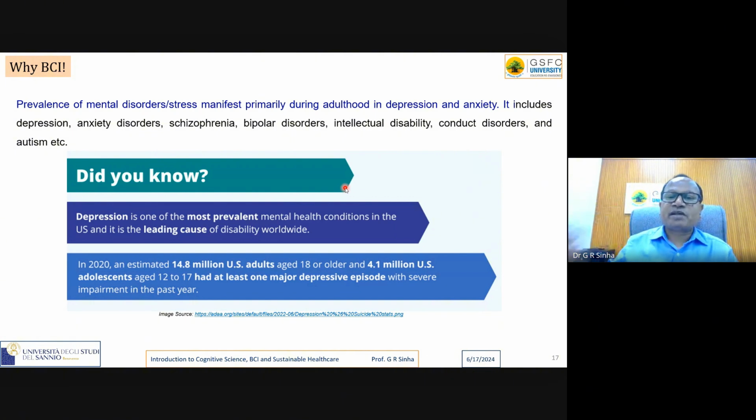Depression is one of the most prevalent mental health conditions in the United States, and it is the leading cause of disability worldwide. There are some studies that suggest depression is the major problem currently in the world. Many people do not demonstrate it. Many people just hide it, and manage their lives with sustenance. And many people are severely affected by this stress or depression.